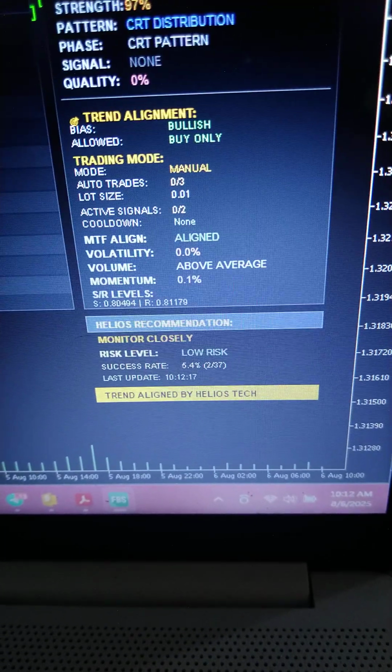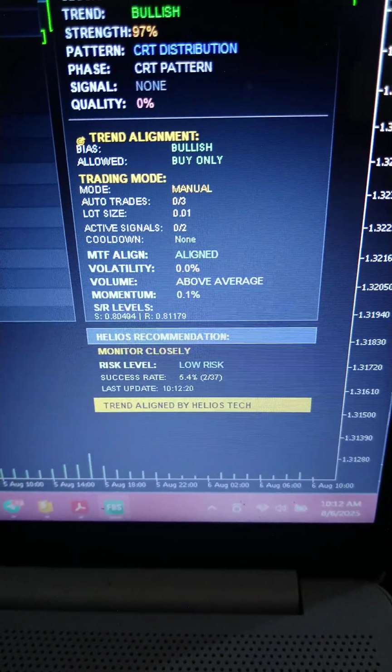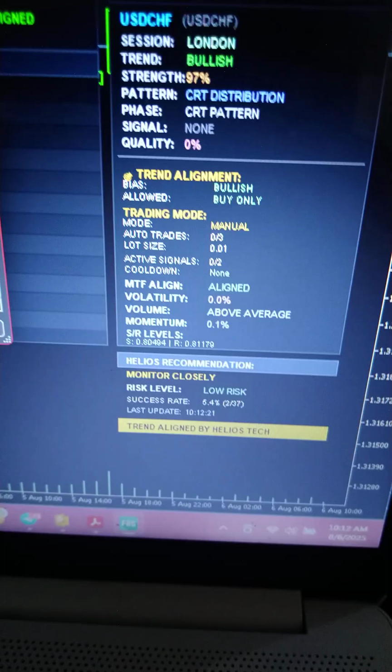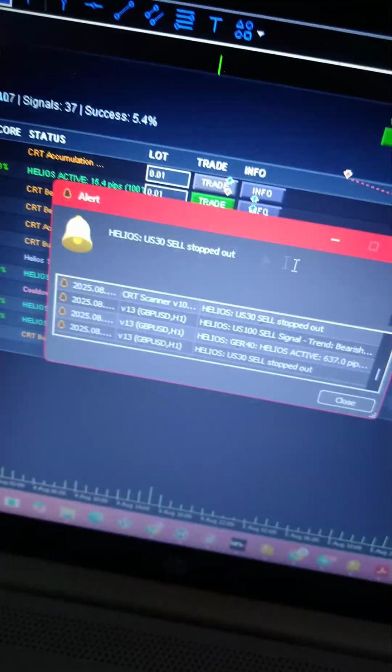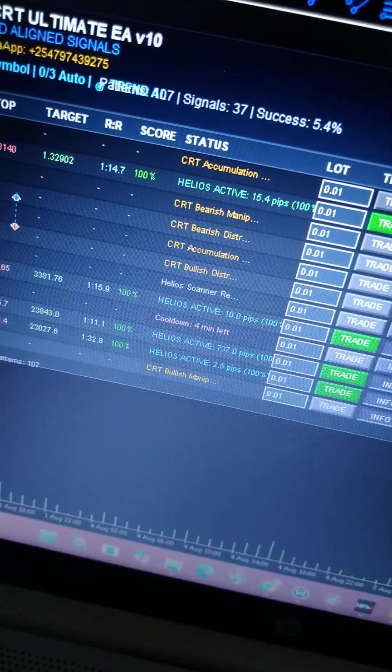Also, when you look here, you'll see that you are having recommendations. In recommendations, you'll either be told that a manual trade is ready, meaning there's an active signal and you can enter that trade. Let me show you one where we have a manual trade.